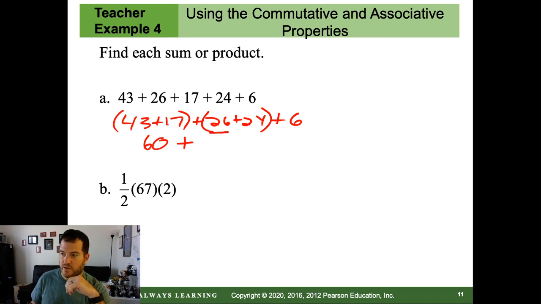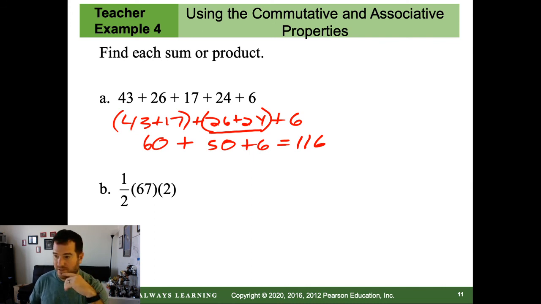So here again, the 26 plus the 25, I think, is going to give you 50 plus 6, and then I have 60 plus 50, which is 110, plus 6 is going to be 116. Hopefully that makes a little bit of sense.